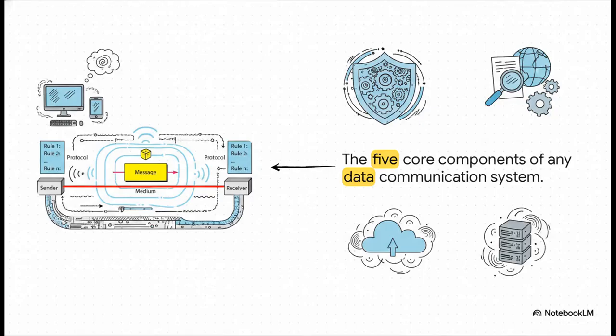And here it is, our whole recipe laid out. First, you've got the sender, that's you and your phone. Then there's the receiver on the other end. The message is, well, the actual data you're sending. All of that stuff has to travel along a medium, which is the physical or wireless path. And then you have what might be the most important piece of the puzzle, the protocol. This is the rulebook that makes sure both devices are speaking the exact same language.